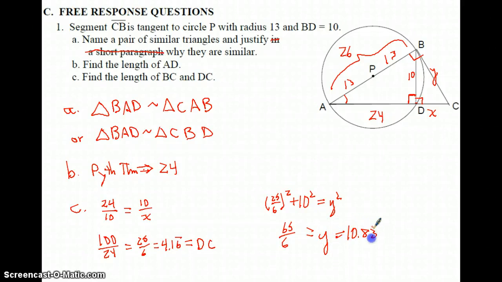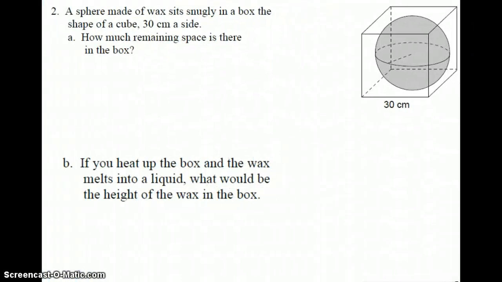And that is, well, good, it's longer than 10, and that would be BC. Okay. Boy, that takes up a lot of time, doesn't it? Note to self. Okay, a sphere made of wax fits snugly in this box, so I guess we're supposed to believe that this thing is tangent on all 6 sides of the box. That would tell me that the radius of the sphere is 15.